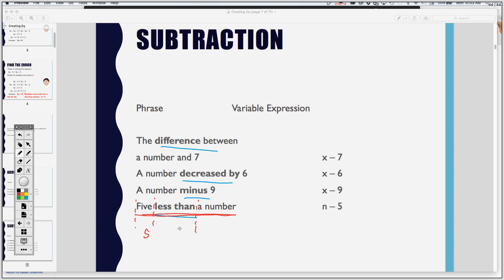We used n over here. Why didn't I get 5 minus n? So you have to remember that less than flips the terms. Less than flips the terms. So write this entire thing, 5 less than a number and n minus 5. Okay, pause the video now.